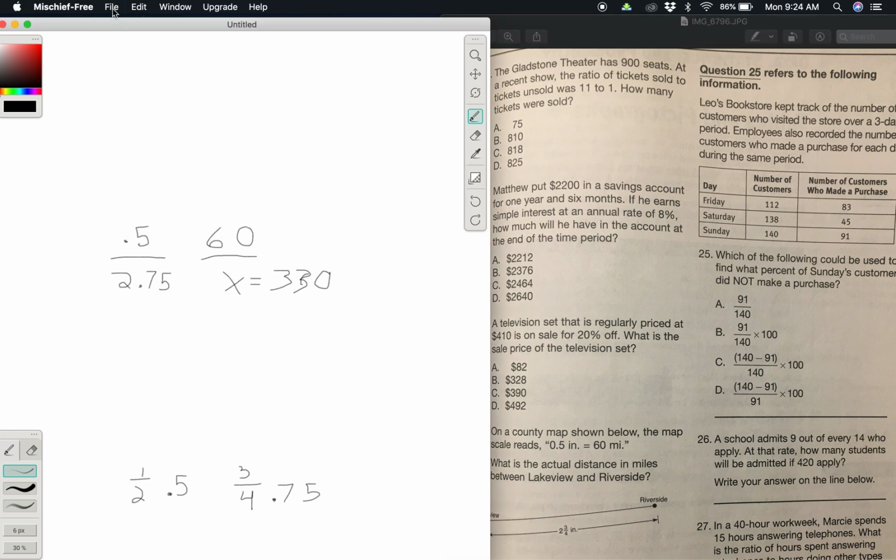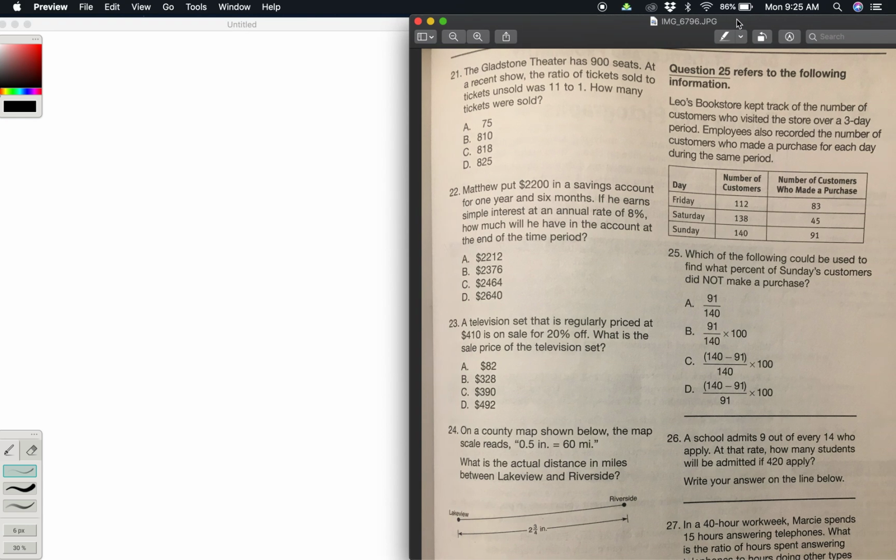Okay, moving on. Number 25. Leo's bookstore kept track of the number of customers who visited the store over a 3-day period. Employees also recorded the number of customers who made a purchase for each day during the same period. Which of the following could be used to find what percent of Sunday's customers did not make a purchase?